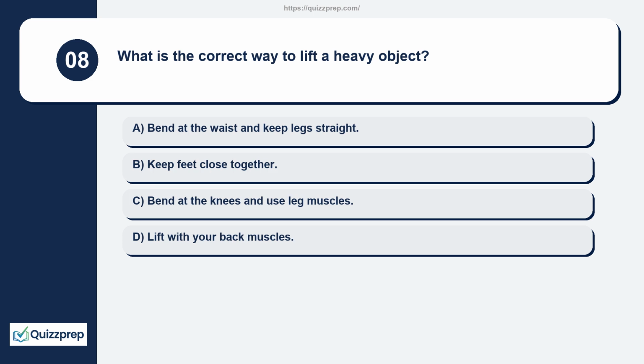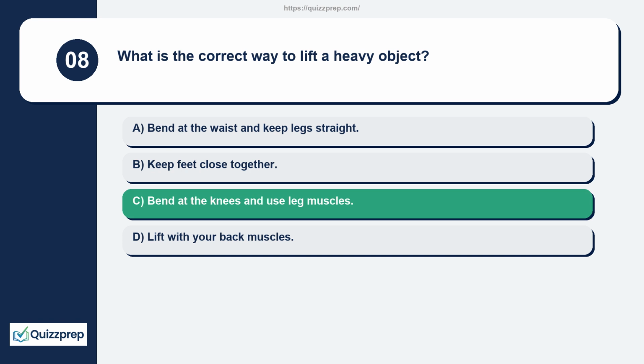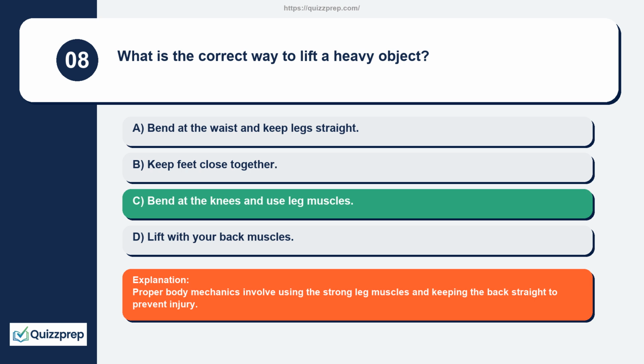Question 8. What is the correct way to lift a heavy object? Bend at the waist and keep legs straight. Keep feet close together. Bend at the knees and use leg muscles. Lift with your back muscles. Proper body mechanics involve using the strong leg muscles and keeping the back straight to prevent injury.